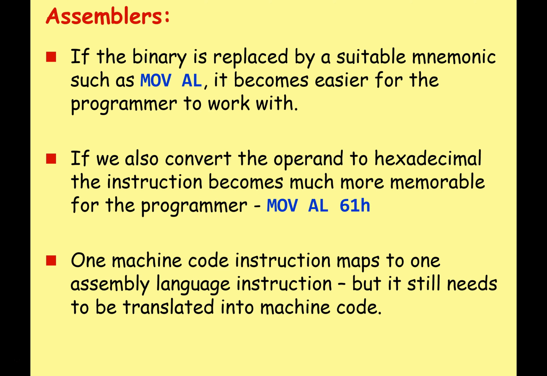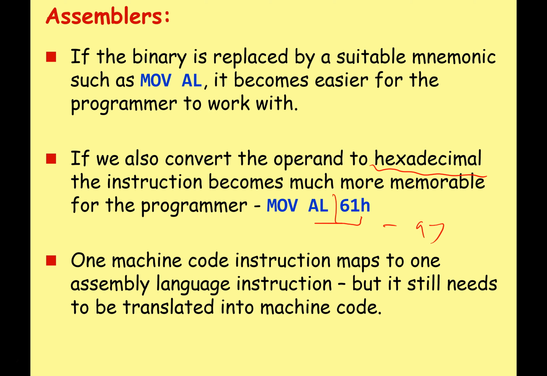So again, if the binary is replaced by a suitable mnemonic, for example, MOV-AL, it becomes easier for programmers to work with. It also, if we convert the operand to a hexadecimal value, the instruction becomes much more memorable for the programmer. So here, the value 61 is in hexadecimal. That would translate to the decimal of 97, I believe, and the H just means it's hexadecimal. Remember, it's very easy to convert between binary and hexadecimal, so it's quite good to put the value in this form. Again, one machine code instruction maps to one assembly language instruction.